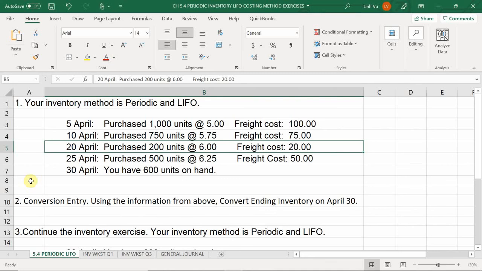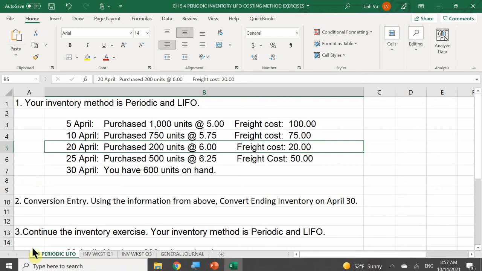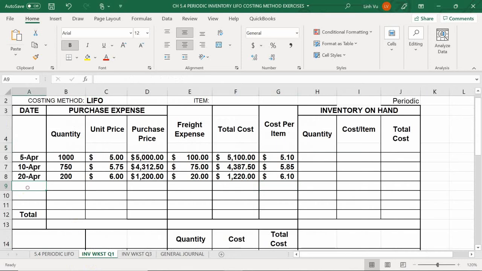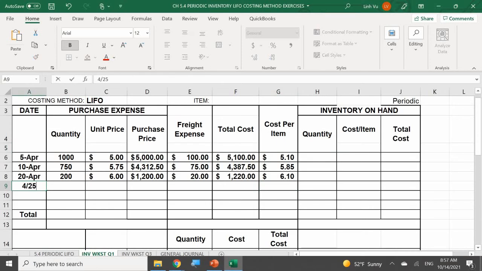I'm also given that on June 30th I have a total of 600 units on hand. So that already tells me I reached the end of my accounting period. So let's go ahead and plug in that number for April 25th, right? Purchasing 500 units at $6.25 with a freight of $50.